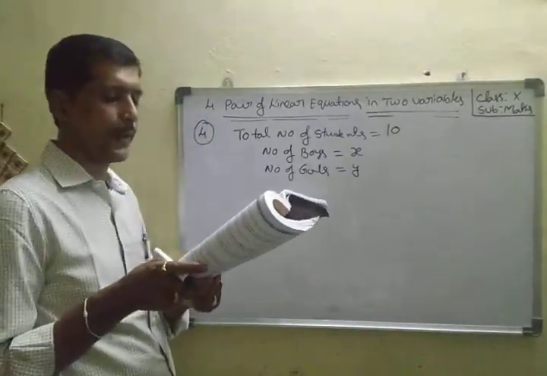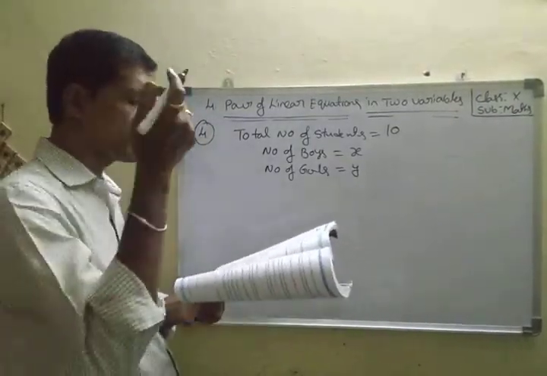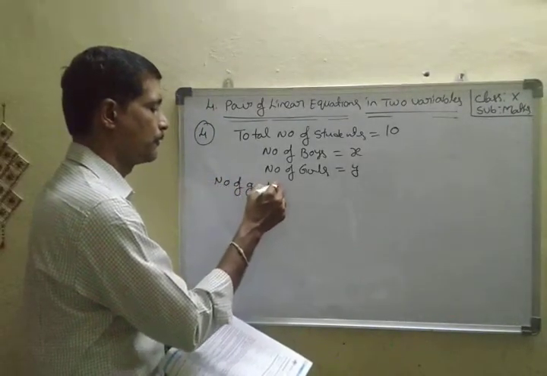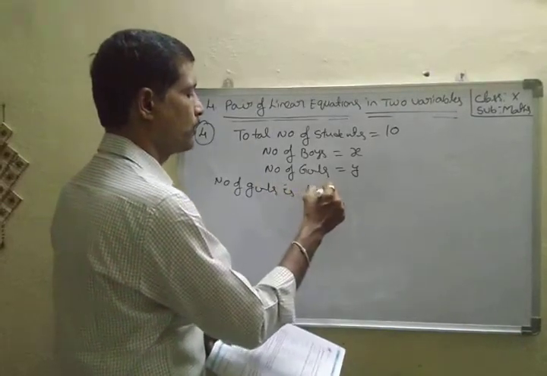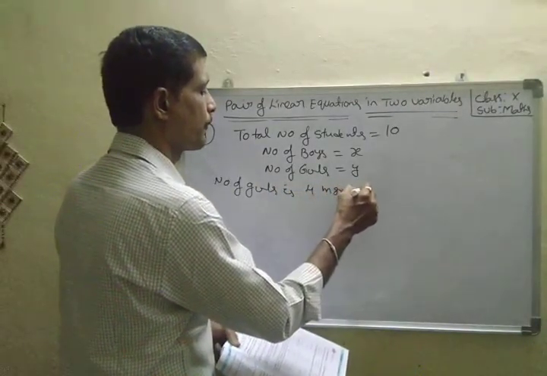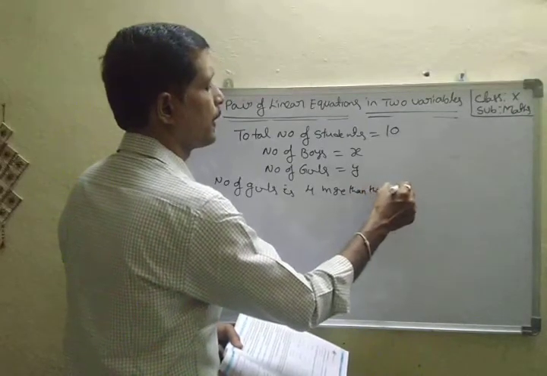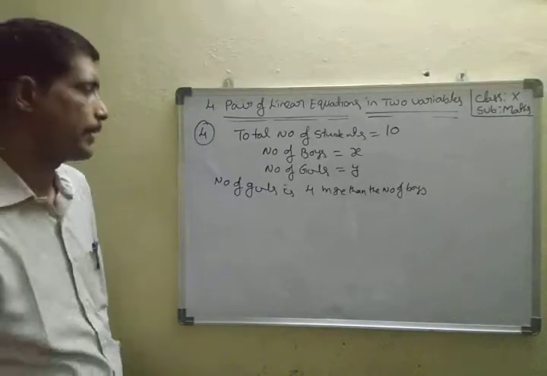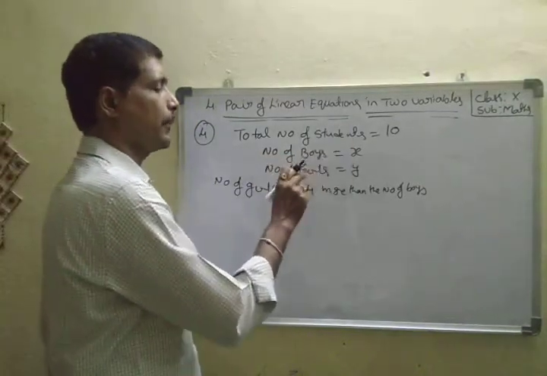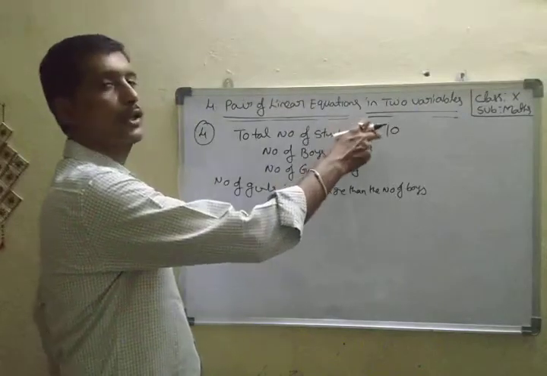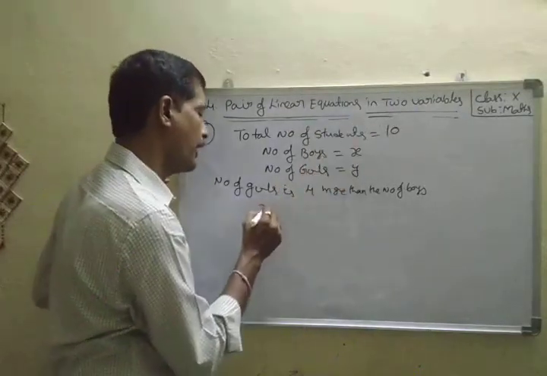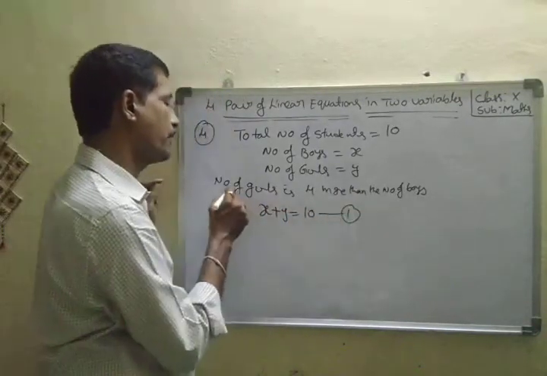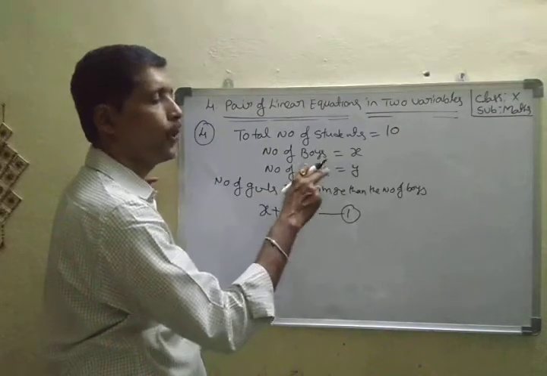Here, second condition, what is given? Number of girls is 4 more than the number of boys. Here, let number of boys equal to x, number of girls equal to y. Total number of students equal to how many? That is 10 members. Therefore, x plus y equal to 10. That is equation 1.